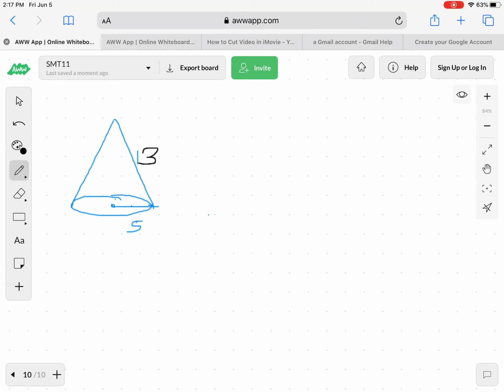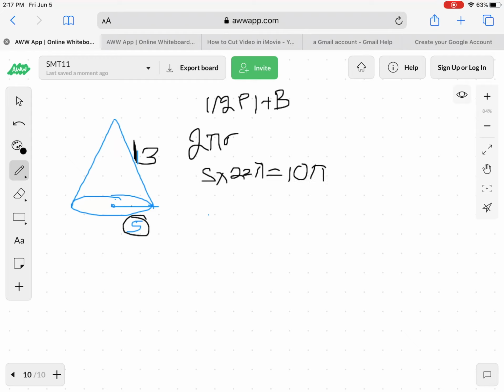In this case, our formula would still be the same, 1/2 PL plus B. So in this case, P would be the circumference, and we have a radius of 5, which is given to us right here. And from the last video, if you remember, the circumference formula is 2 pi r. So this would be 5 times 2 times pi, which is 10 pi. So P equals 10 pi.